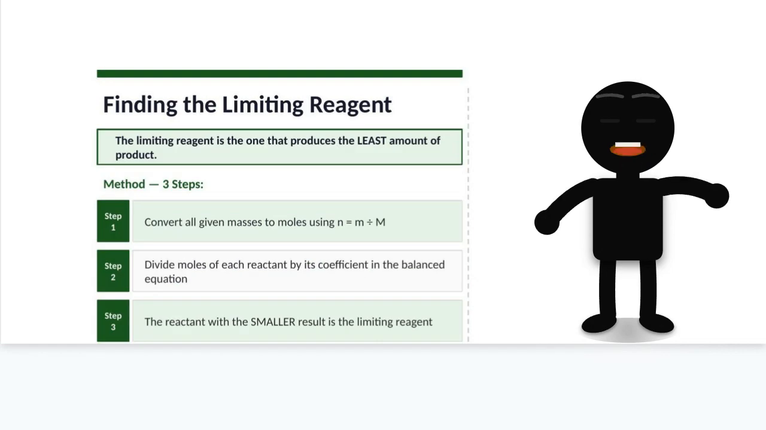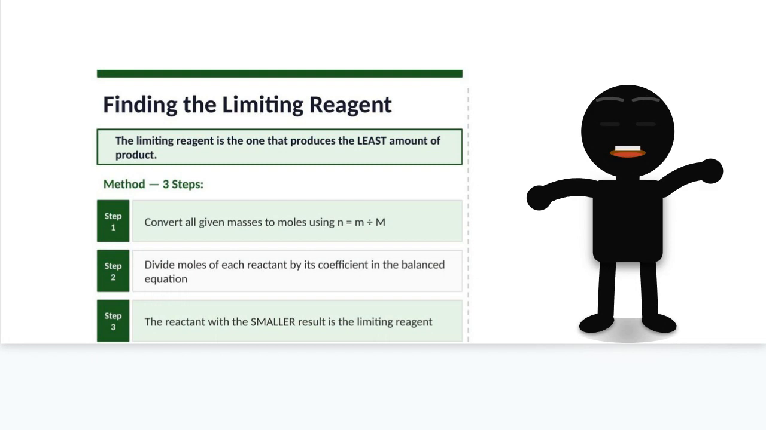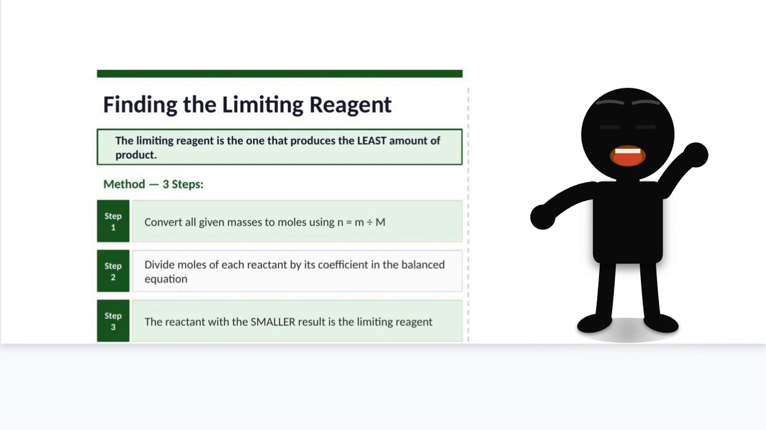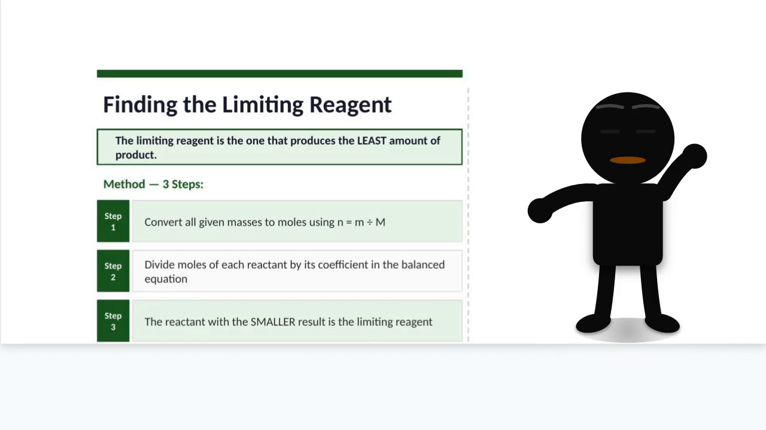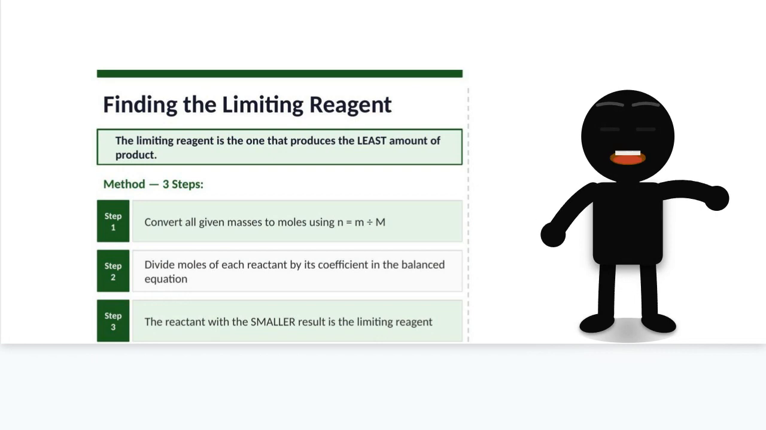Now let us learn how to identify the limiting reagent systematically. There are 3 steps. Step 1, convert all given masses to moles. Take each reactant mass and divide by its molar mass. Step 2, for each reactant, divide its number of moles by the coefficient it has in the balanced equation. This normalizes each reactant to the scale of the reaction. Step 3, whichever reactant gives the smaller number in step 2 is the limiting reagent.